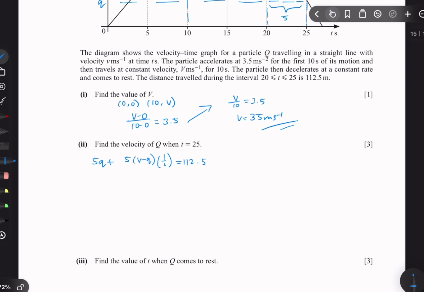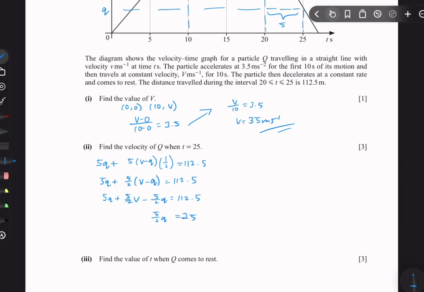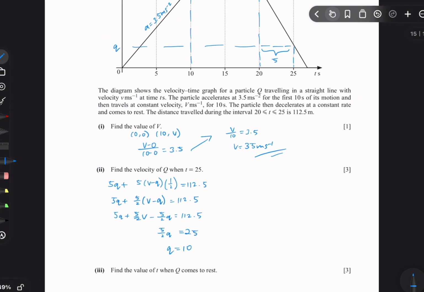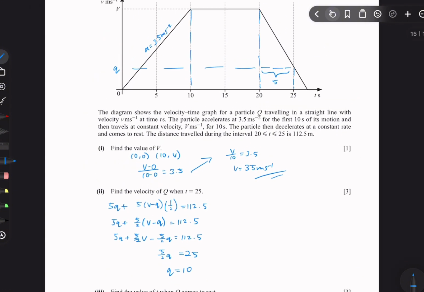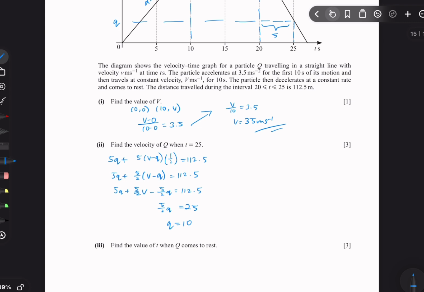Okay, so we can rearrange. So q is equal to 10. And this is the velocity of Q when t is equal to 25. So the velocity is 10 meters per second.